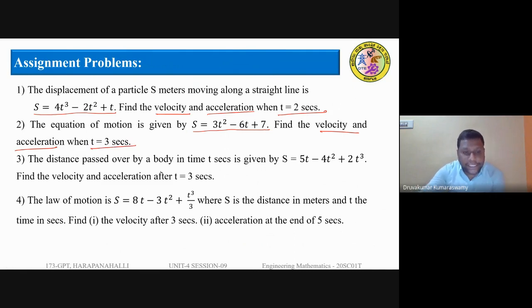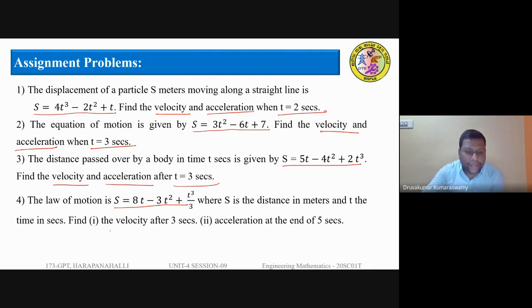Then, the distance passed over by a body in time t seconds is again s = 5t − 4t² + 2t³. Find velocity and acceleration after t = 3 seconds. And another one, the law of motion is s = 8t − 3t² + t³/3.